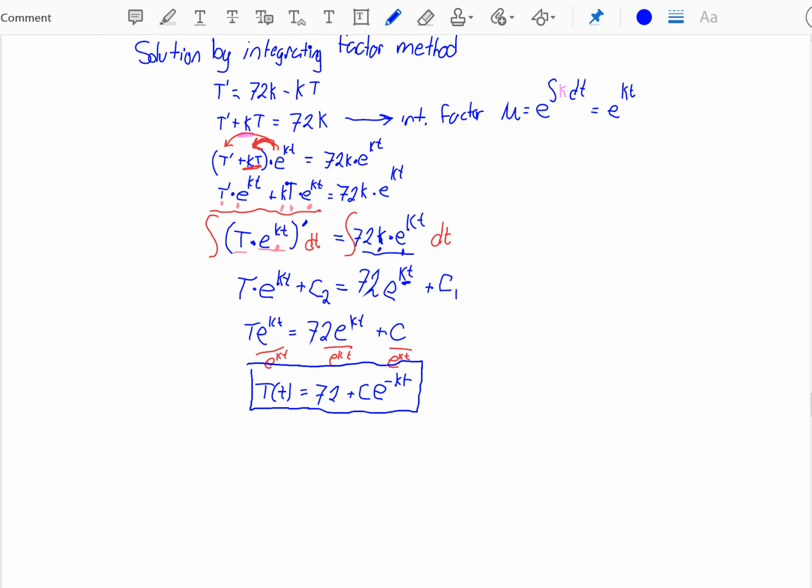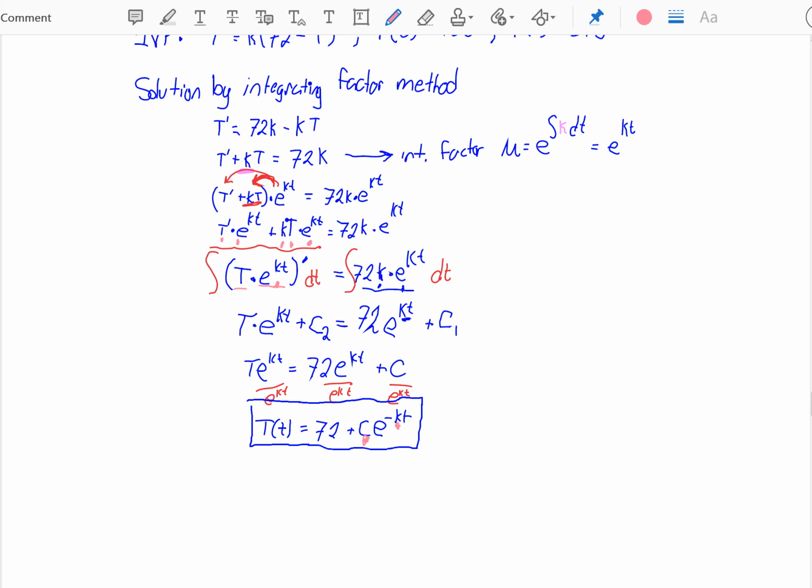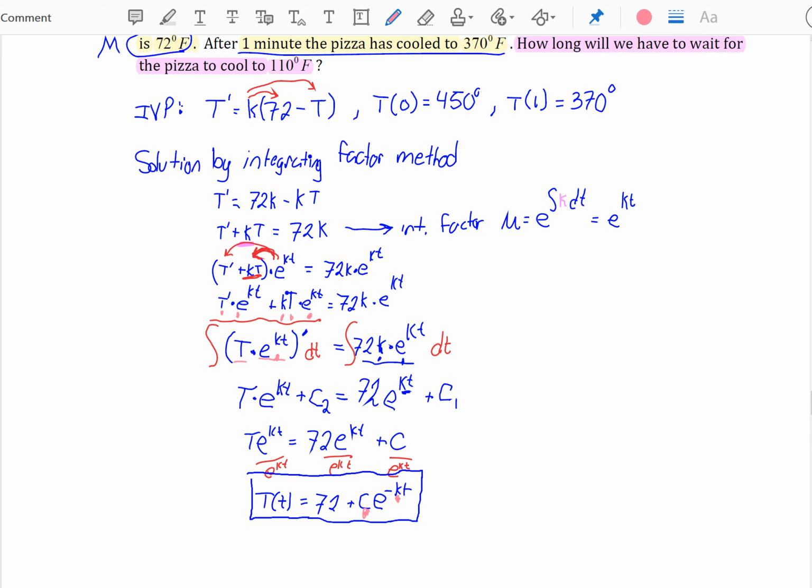Now there are two things we don't yet know in this problem still. We don't know what C is, and we don't know what k is. So let's go find these two constants. To find the first constant C, I'm going to use the fact that we know the temperature at time 0 is 450. We'll use this to find C. This other condition, T of 1 is 370, this one we use to find k.